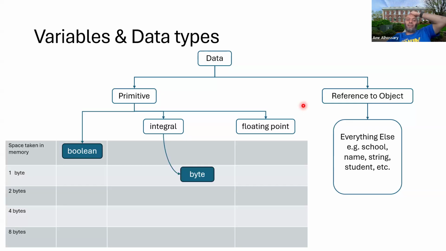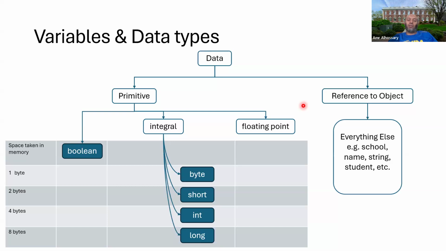If it's 1 byte, the data type is called byte. If it's 2 bytes, the data type is called short. If it's 4 bytes, the data type is called int, which means integer. And if it's 8 bytes, the type is called long. So we have byte, short, int, long. 1, 2, 4, 8. You can simply remember them this way. Byte, short, int, long. Right. So far so good? Yep.